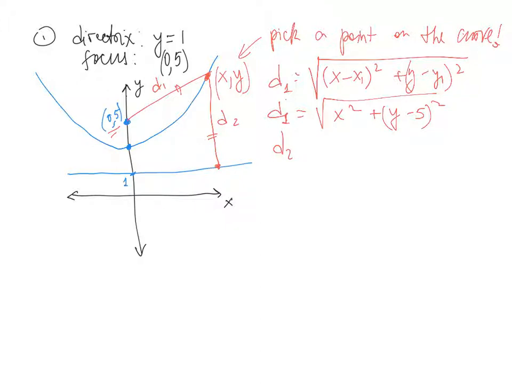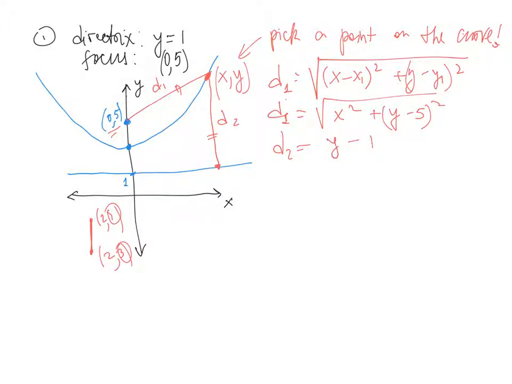Now, the second distance is unusual. It's a vertical distance between the point and the line. The line always has the same level, y equals 1. The x coordinate really doesn't matter here. Think about this. In order to find the distance between two points on a vertical line, let's say we have (2, 7) and (2, 3), for instance. What's the distance? It's 4. It's just the difference between the y coordinates. So the x coordinate doesn't matter here. So I can just say it's the distance from the y coordinate of this point to this level, which is 1. So it's y minus 1.